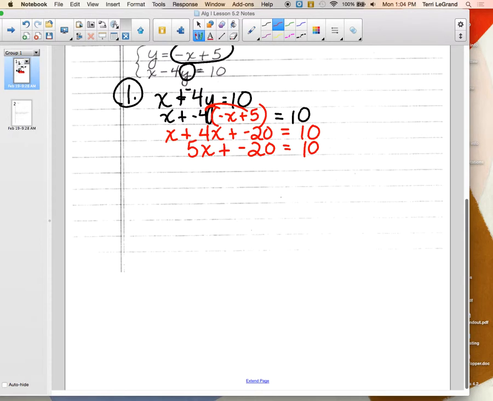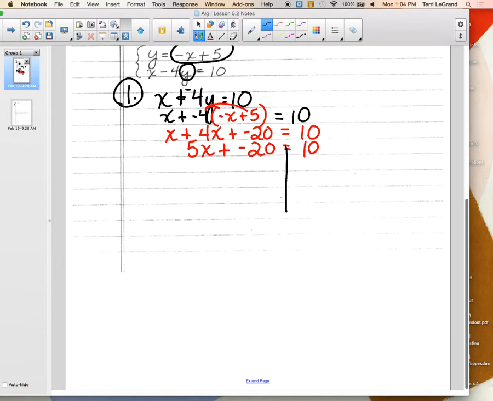So notice the y's eliminated, didn't they? When we substituted that expression in, there are no more y's, so we have just one variable to solve for. We're solving for the x right now. So now we're ready to start solving. We're actually done simplifying. What are we going to do next?